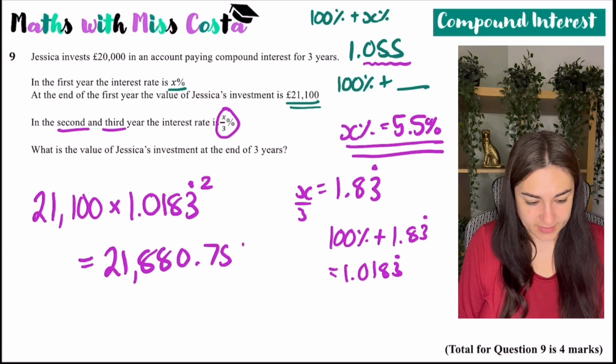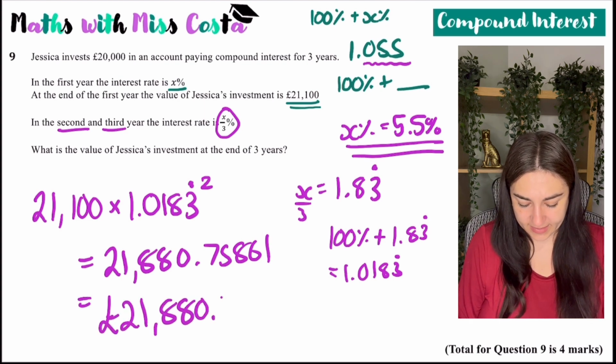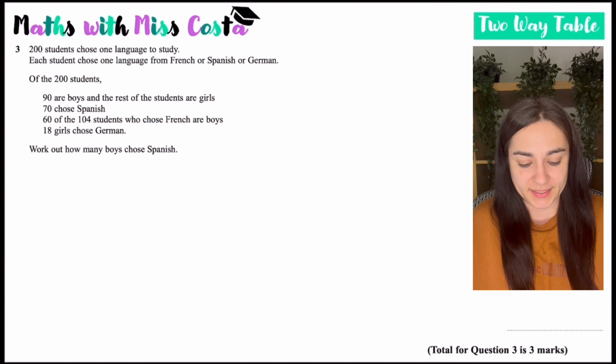£21,880.75861. So to round it in money, that would be £21,880.76. Okay, so in this question, I have been told that 200 students chose one language to study.